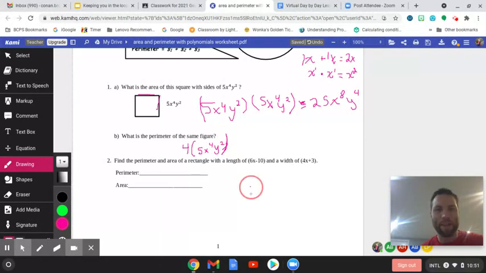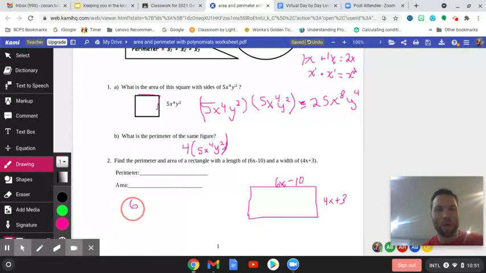And then same thing right here. I would definitely recommend drawing it out. But you have a length of 6x minus 10. And then you have a width of 4x plus 3. And in order to find the perimeter, you'll double this and then add them together. So you just add them together. And the area is where you multiply these two.